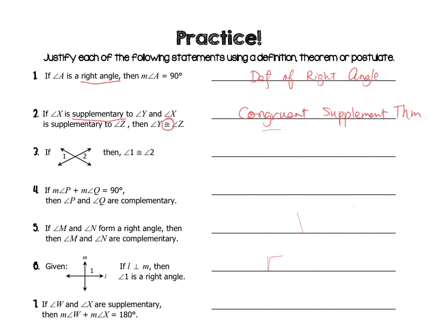Number three, look at this graph. If angle 1 and angle 2 are vertical angles, then they are congruent. Obviously, this is the vertical angle theorem. Number four, if angles P and Q add up to 90 degrees, then they are complementary. This is the definition of complementary angles.